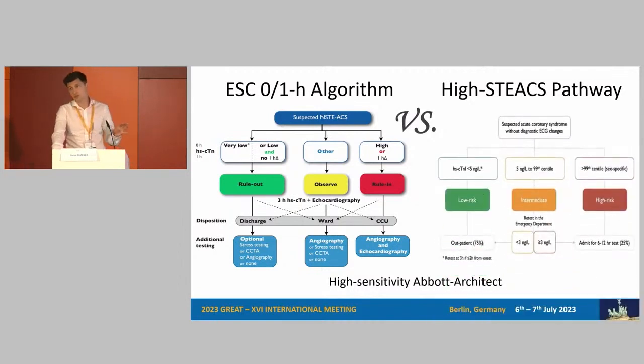It also takes a troponin at the 0-hour time point, and if it's very low, patients are ruled out. And it takes the difference between the 0 and 3-hour troponin measurements, and if it's below 3, patients are ruled out. Or if either of the two troponin measurements is above the sex-specific 99th percentile, patients are ruled in, with no observe zone.